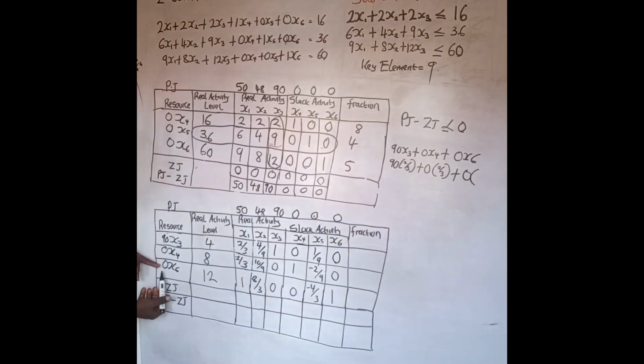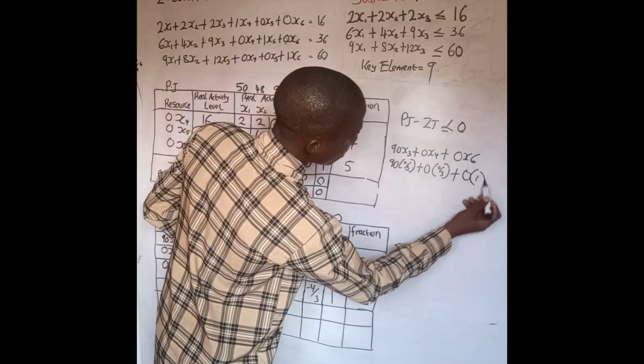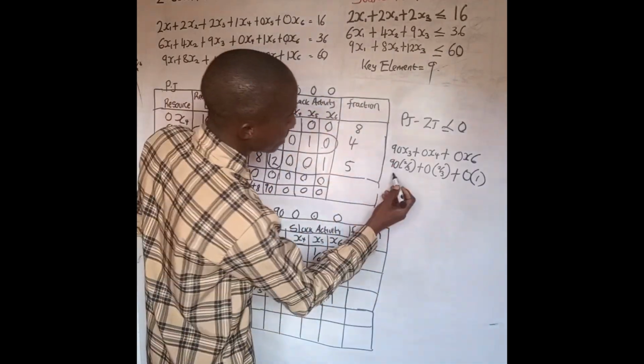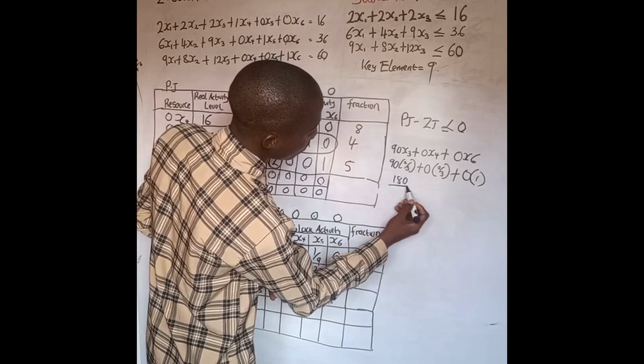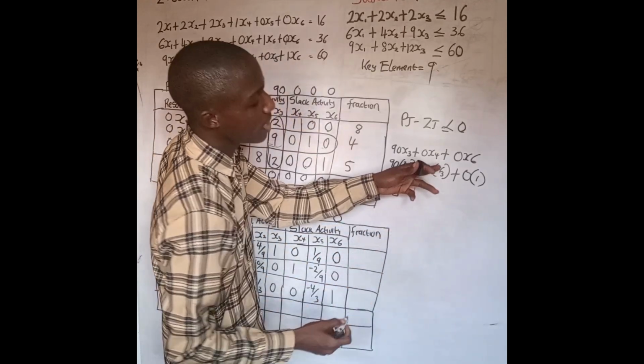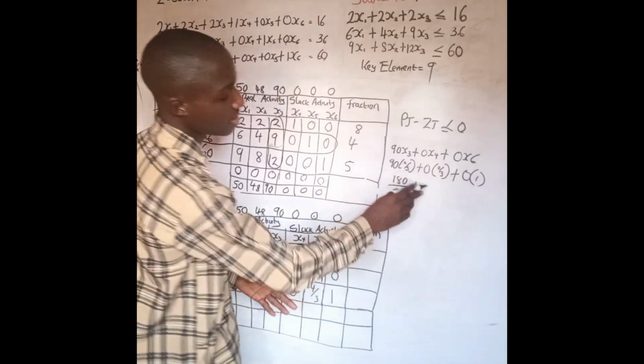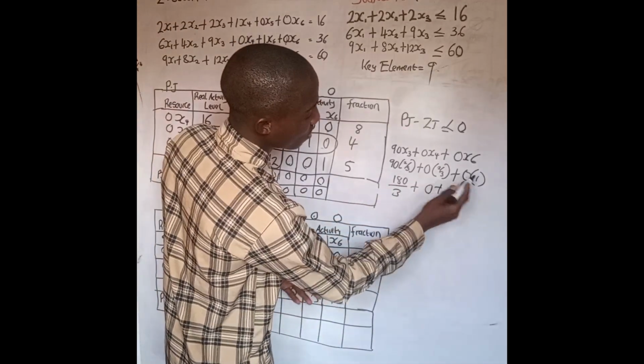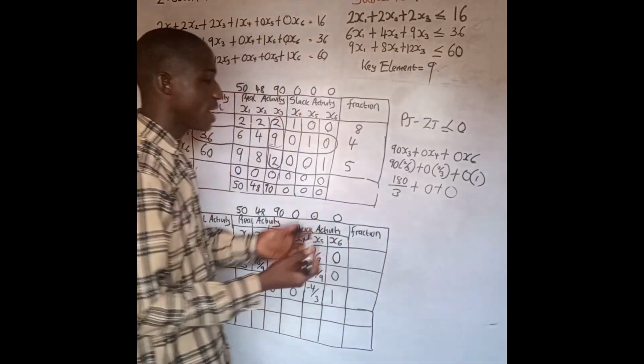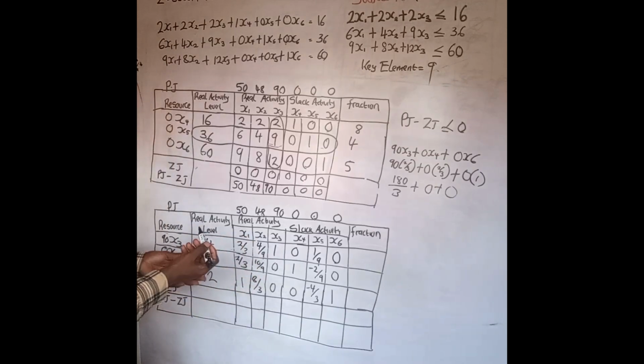Plus 0 into brackets. Now I'm going to go back to my cells of x6. The element that corresponds to it is 1. So I'm going to be having 0 into bracket 1. Now 90 multiplied by 2, that is 180. 180 all over 3, plus 0 multiplied by 2, that is 0. 0 divided by 3, that is 0. Plus 0 multiplied by 1, that is also 0. Now 180 divided by 3, that is 60.